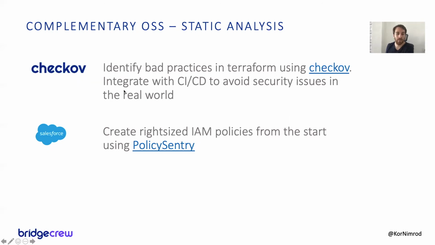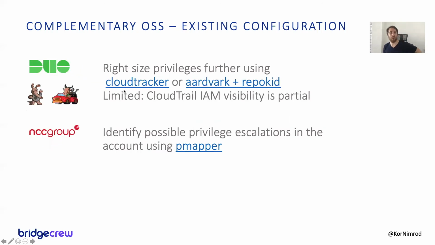Cool, right? I want to call out two other use cases that can be covered through open source. One is to really do very fine-grained right-sizing of privileges. There are two ways of doing this: using Cloud Tracker by Duo Labs or using Aardvark plus Repokid, which are Netflix tools. Both tools use different methodologies, but they are based on CloudTrail data.